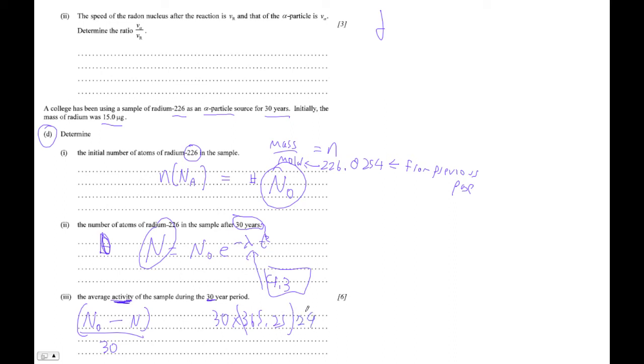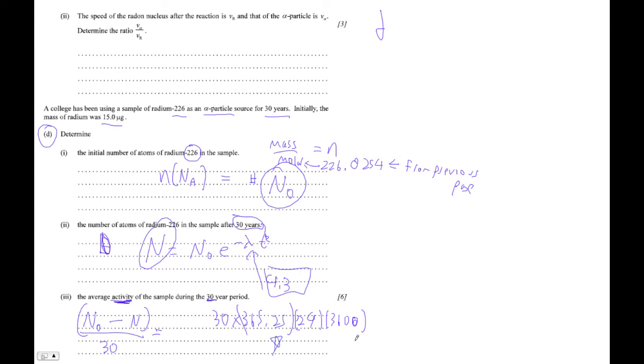Times 24 hours in a day, 3,600. This is how many seconds there are in a year. 30 years times 365.25 times 24 times 3,600. And that would give you decays per second once you got decays per year.